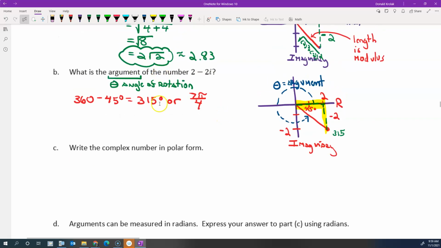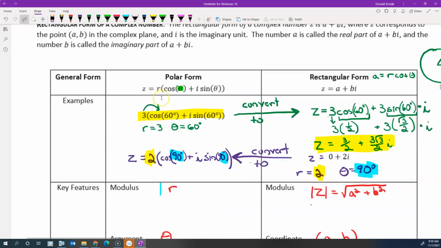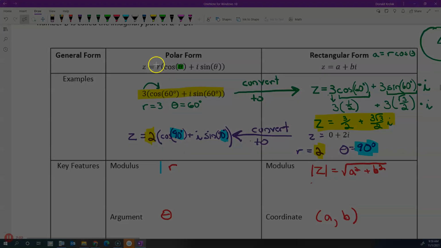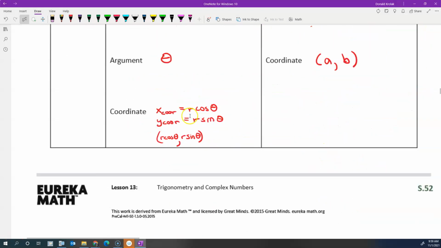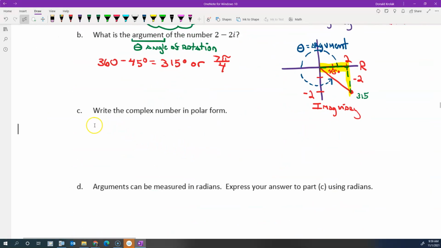All right, now you can write it in polar form. So for an angle to be in polar form, it's going to look like this. That's polar form right there. So all we've got to do is fill in that information.